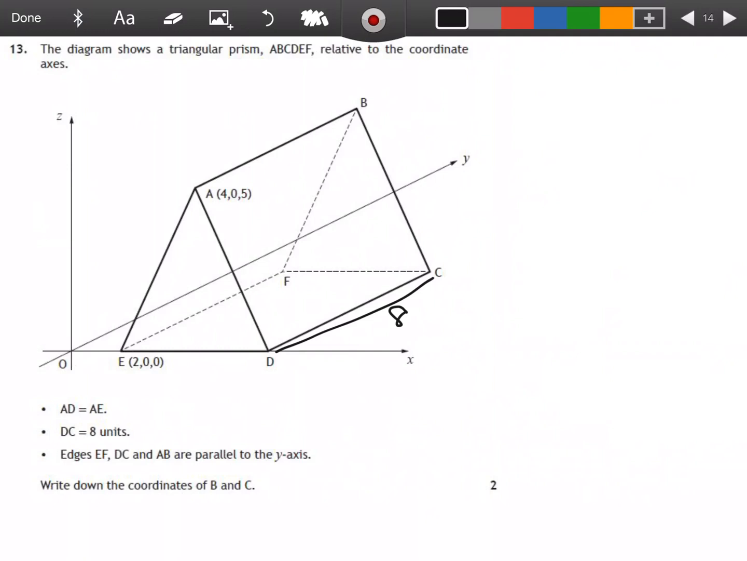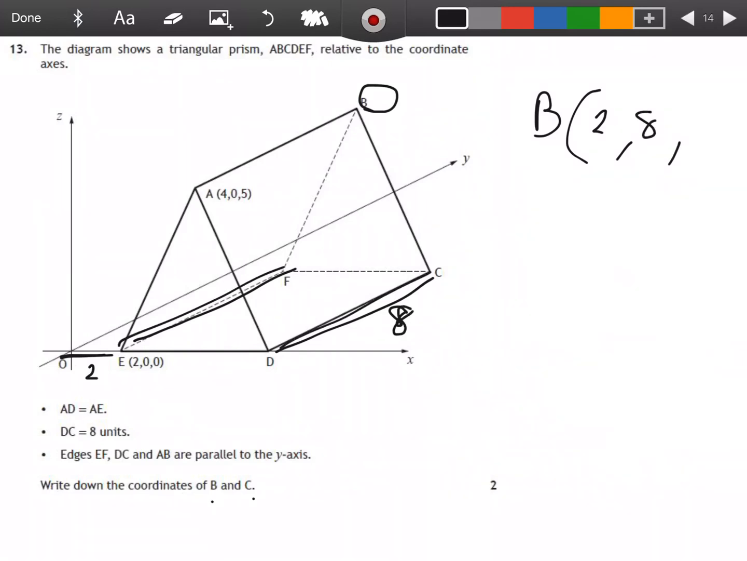Right, okay, what's it asking for? What are the coordinates of B and C? There's B up there. So remember, for B, you're thinking, how far along is it? It's the same distance along as this one here. So that's 2 along. Okay. How far back is it? Well, it's the same distance as this one here, which told us was 8. And how high up is it? Well, it's the same height as point A. How high up is point A? It's 5 up. Okay, that's why it had a number 5 at the end.